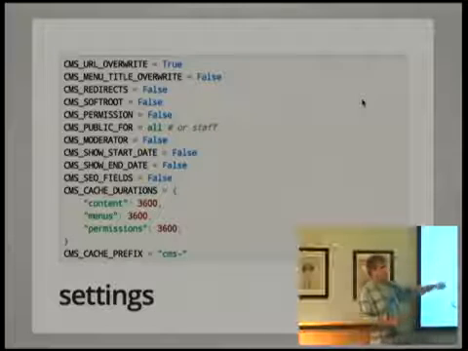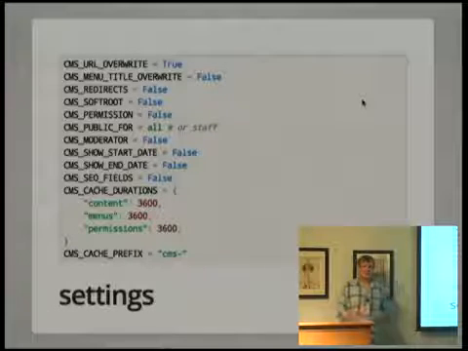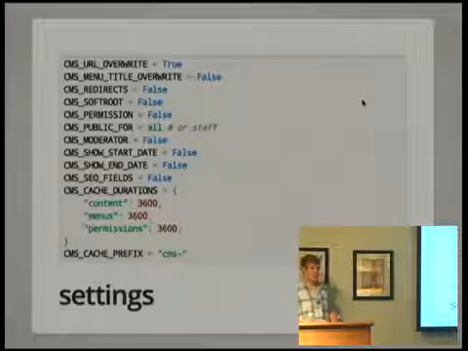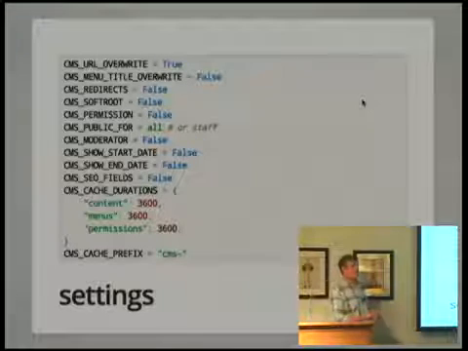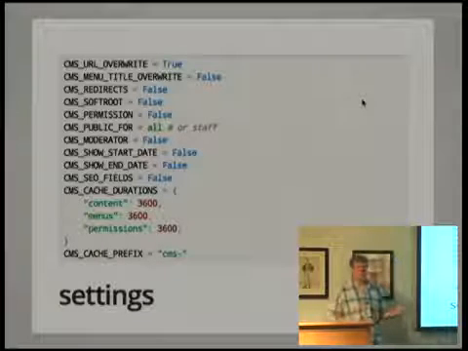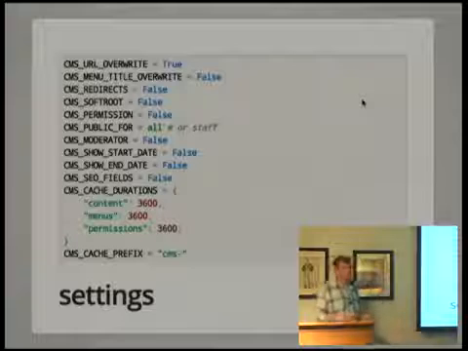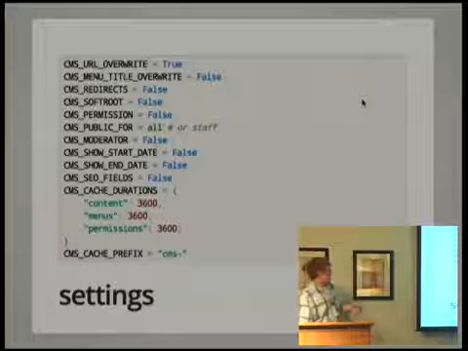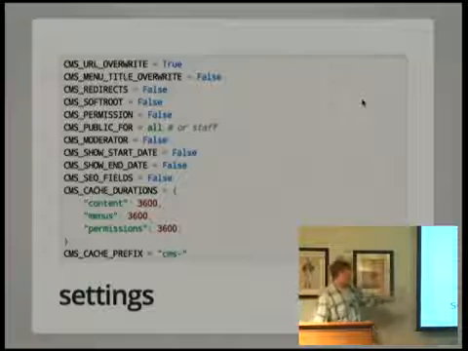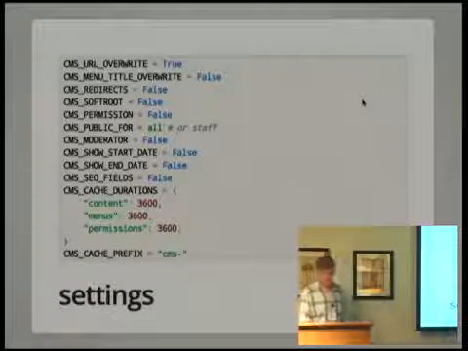So CMS public for equals all. So that means that anybody can see pages that are published. If I set that value to staff, that means that a user has to be logged in and given staff access in the Django admin to see those pages. So that's good for like an intranet. If you have an intranet site, you don't want a lot of people to see it. Start date, end date, those are for the publishing. Cache durations, cache prefix, pretty self-explanatory.